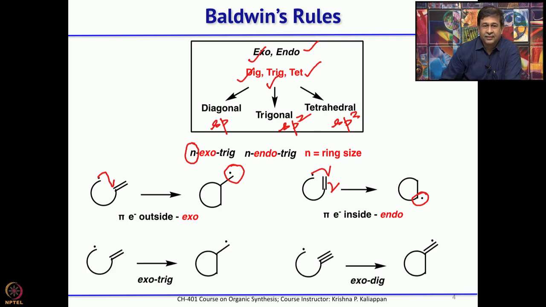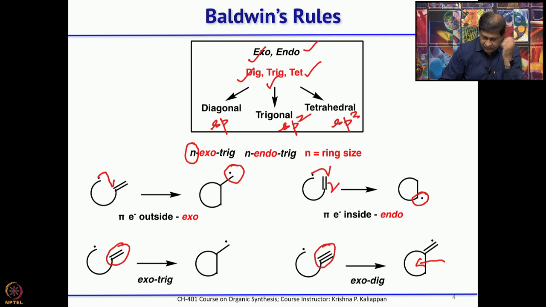Then the trig and dig: as I said, since we are talking about radical cyclisation and acceptor, we will talk about only sp and sp2 carbons. So this is sp2 carbon, isn't it? The acceptor is sp2 carbon, so this means it is exo trig. This is sp carbon; both are sp carbons, isn't it? The acceptor has sp carbon atom, so then for the cyclisation you have to write dig. Depending on the ring size, you put the number before the exo.